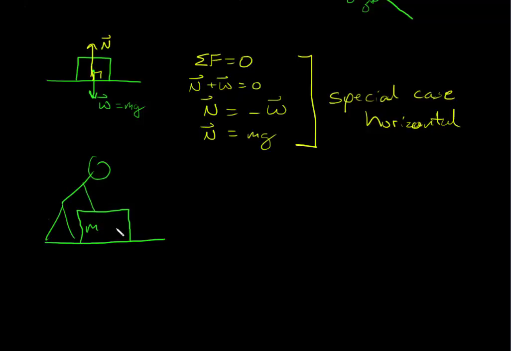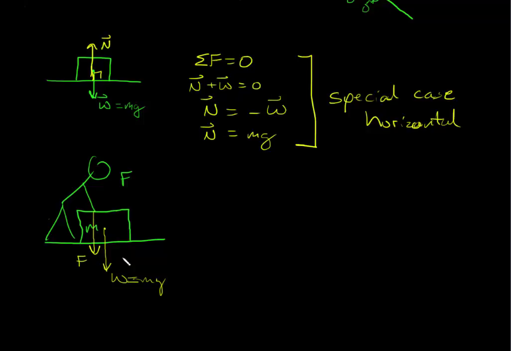So you're pushing on the box. Let's say you're pushing with a force of F. Now you have some other forces going on here. You're going to have the weight pushing down, that's mg. But now you're also pushing down, so we have this added force right here.